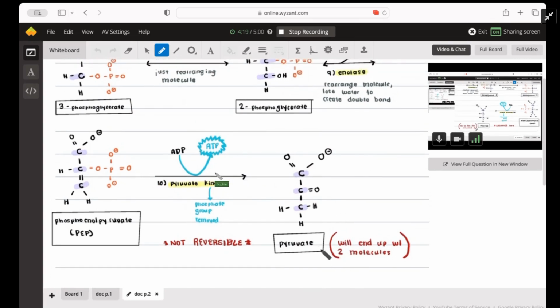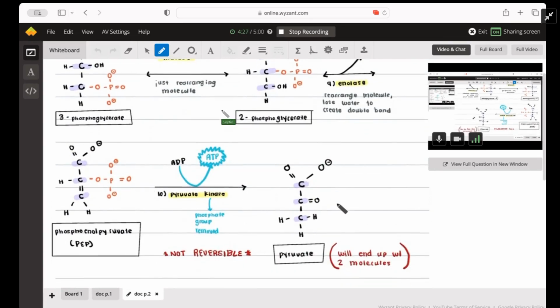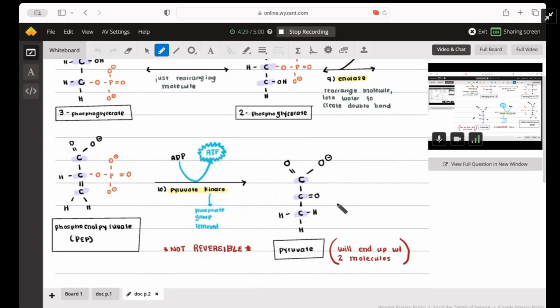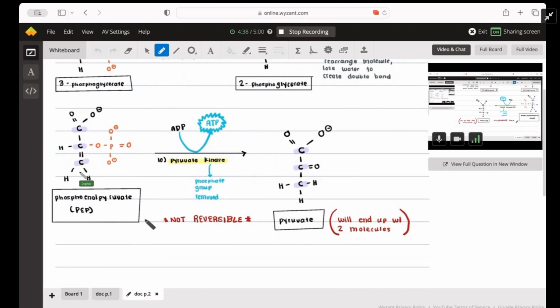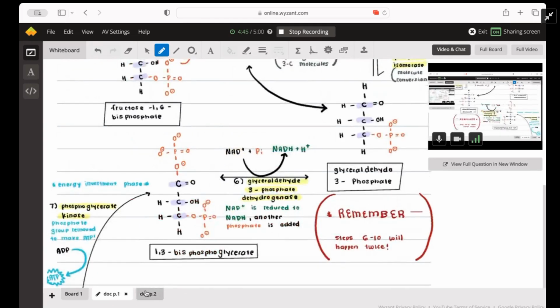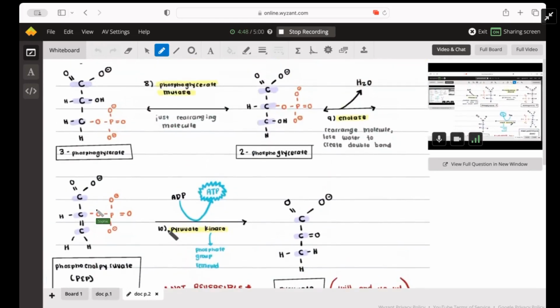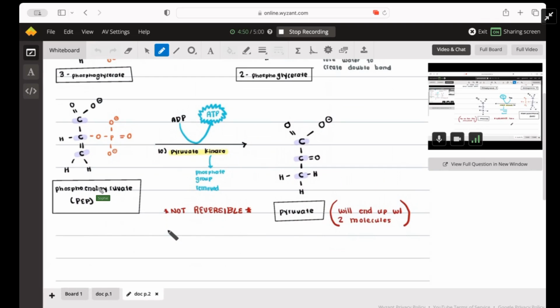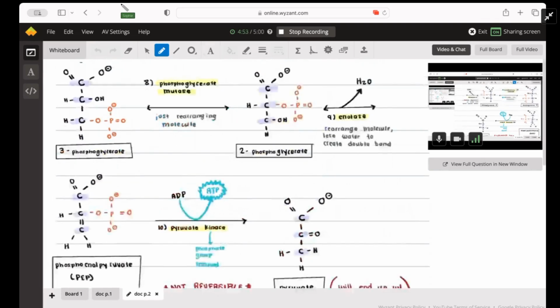So again, we end up with 2 molecules of pyruvate because steps 6 through 10 occur twice, which means in the energy payoff phase, we've created 4 molecules of ATP, but because we had to use 2 in the first phase, that means we end up with a subtotal of 2 molecules of ATP, and we also create NADH. So 2 molecules of NADH, and that's glycolysis, and then it can proceed through the rest of cellular respiration.